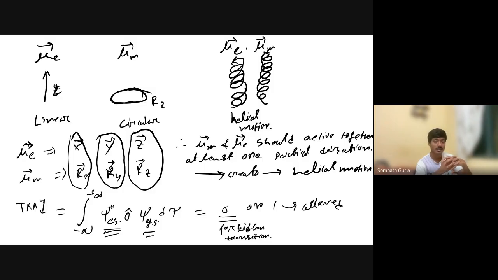And then there is the mirror image of it. One helical motion is associated with another helical motion of equal amount and equal intensity. So that's why an achiral molecule does not show any CD activity or optical activity, optical rotation activity.